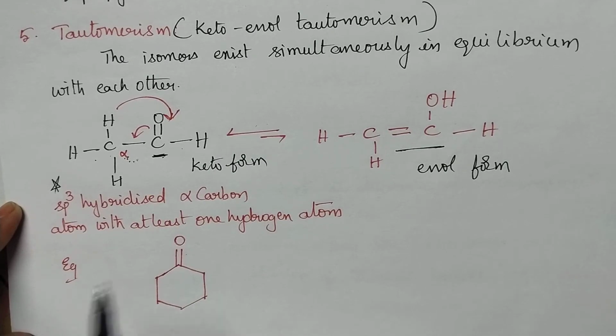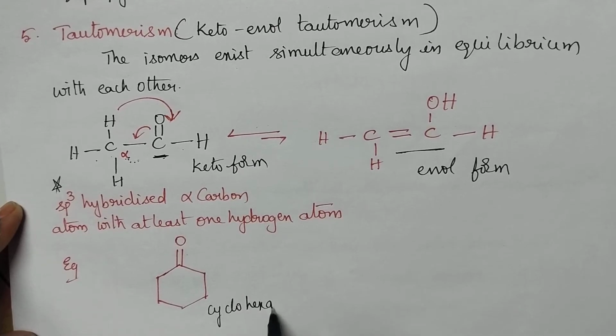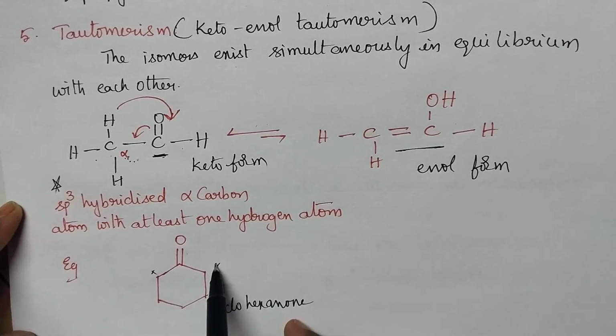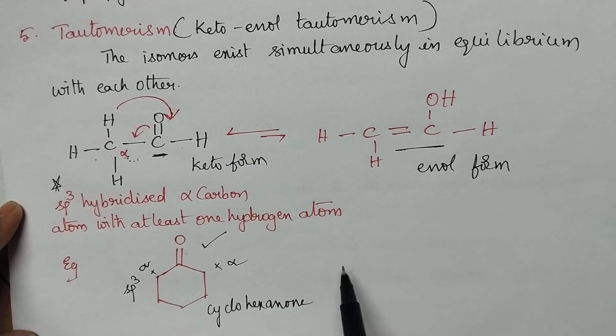Let us examine whether the given compounds exhibit keto-enol tautomerism. Here what is the name of this compound? This is cyclohexanone. You have to examine whether cyclohexanone exhibits keto-enol tautomerism or not. These two are adjacent carbon atoms, and let us consider one as the alpha carbon atom, and the other is also an alpha carbon atom. Here the carbon atom is sp3 hybridized and it contains hydrogen atoms, so it exhibits keto-enol tautomerism. Let us try to write the enol form.